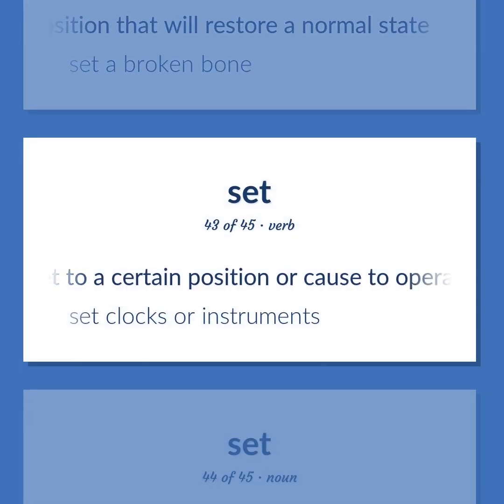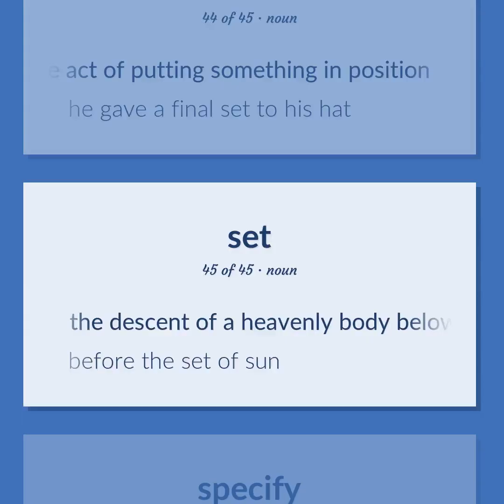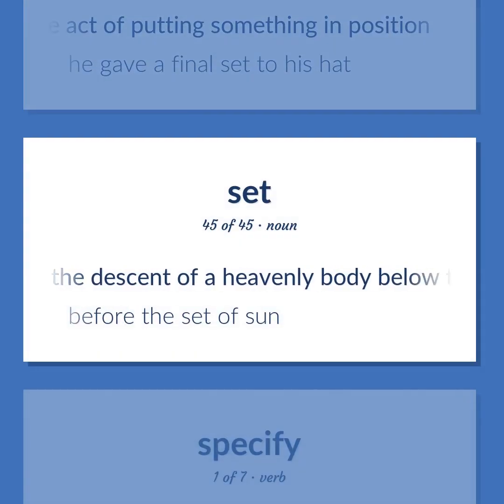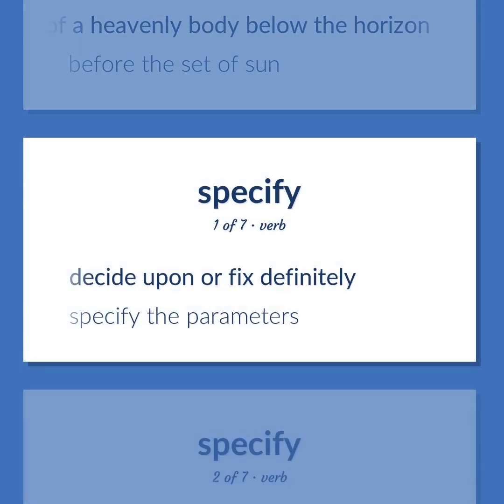Set to a certain position or cause to operate correctly. Set clocks or instruments. The act of putting something in position. He gave a final set to his hat. The descent of a heavenly body below the horizon. Before the set of sun. Decide upon or fix definitely. Specify the parameters.